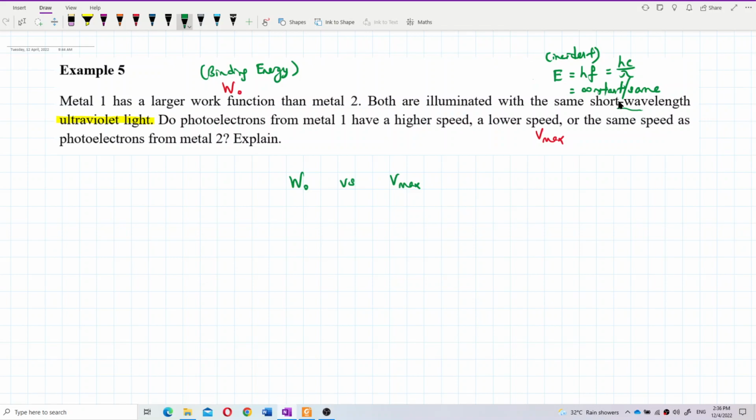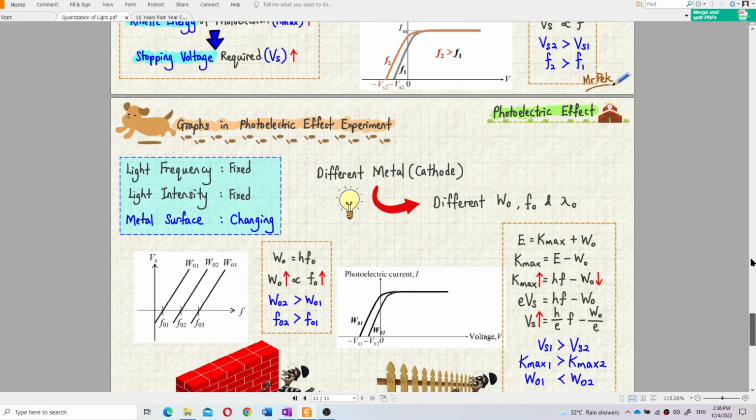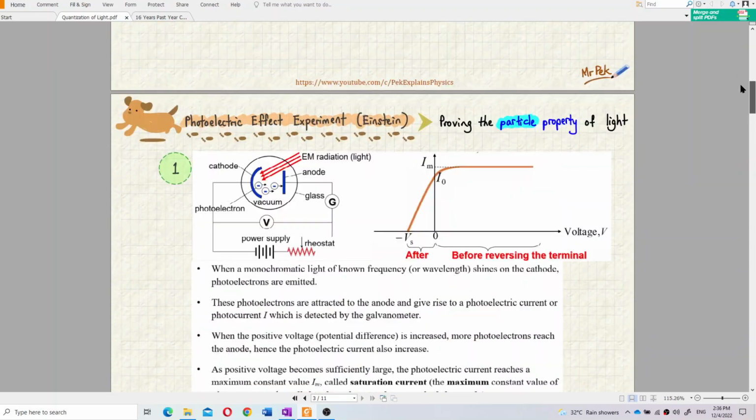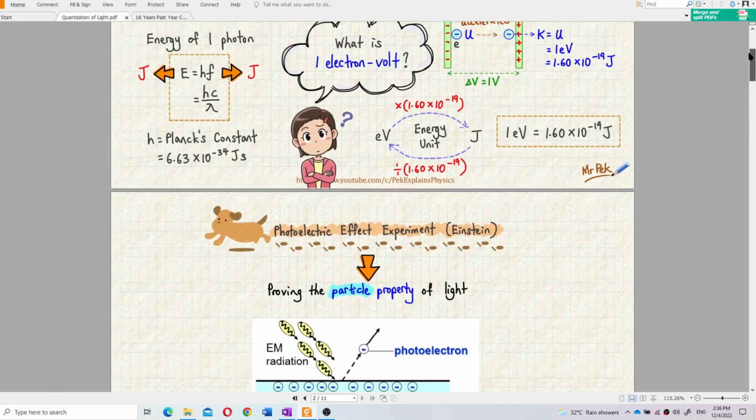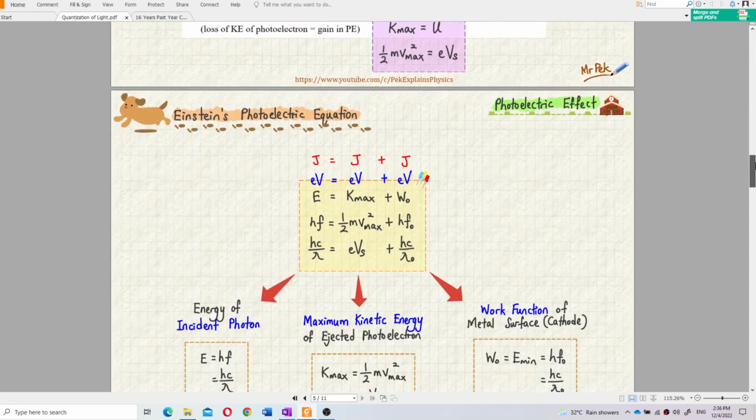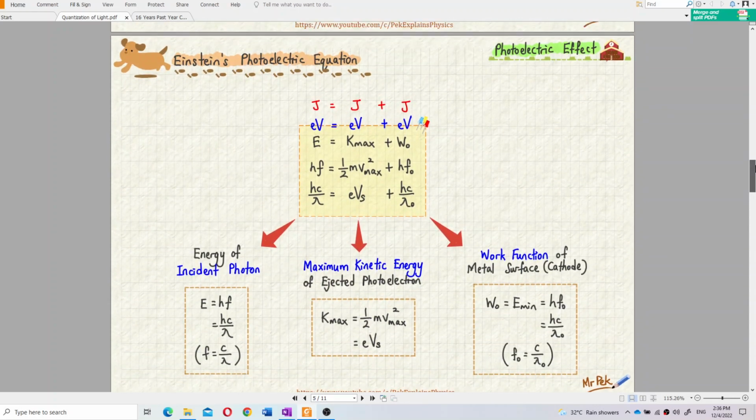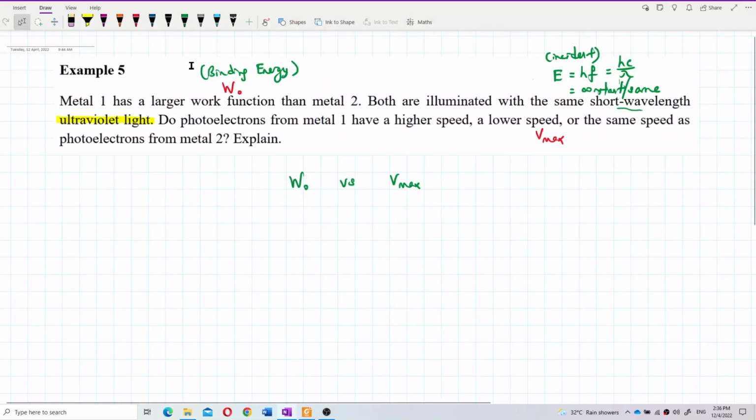So what is the equation again? Back to our main equation. To explain this, we go back to our main equation, the Einstein photoelectric equation. Just remember this. This is the core part in this chapter. E equal to Kmax plus work function. Just write back this equation. E equal to Kmax plus work function.